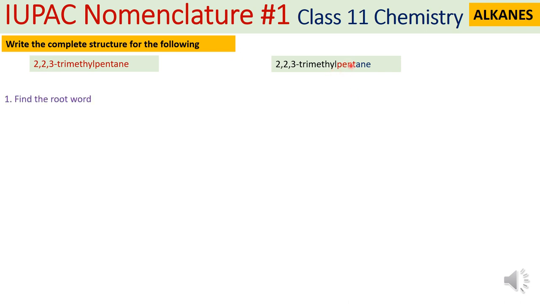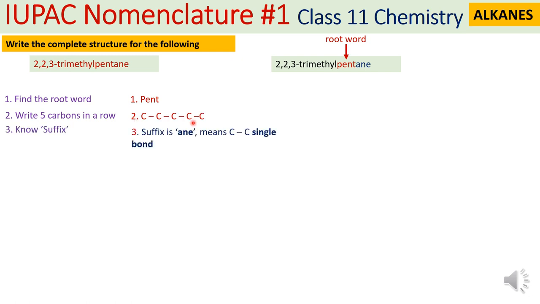First and foremost, you have to identify the root word. The root word in this compound is pent. Pent stands for five carbon atoms. So what you have to do is write five carbon atoms in a row: 1, 2, 3, 4, 5, right?